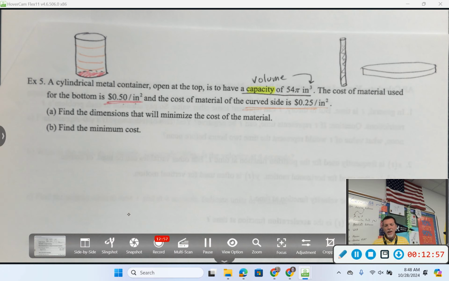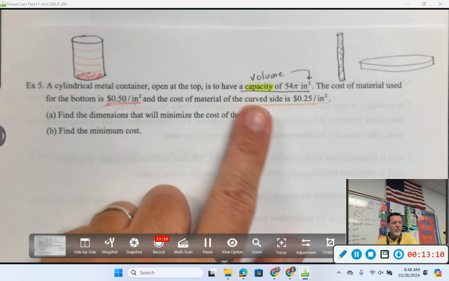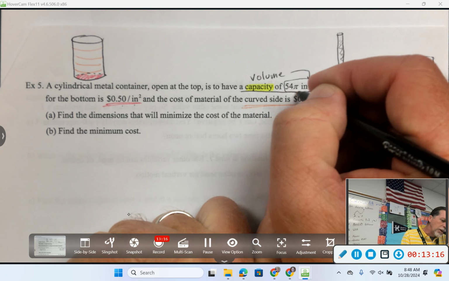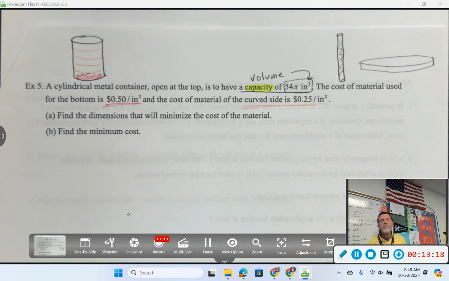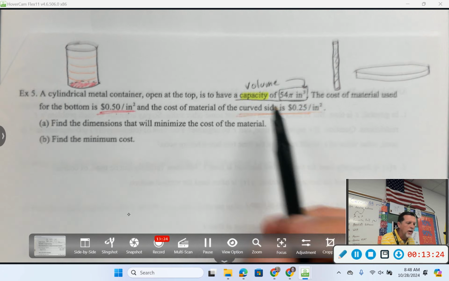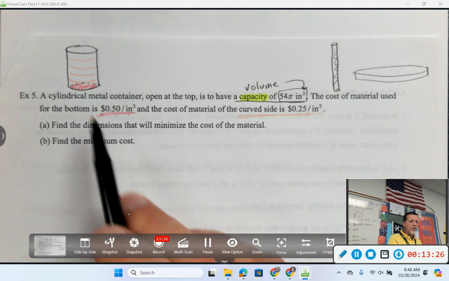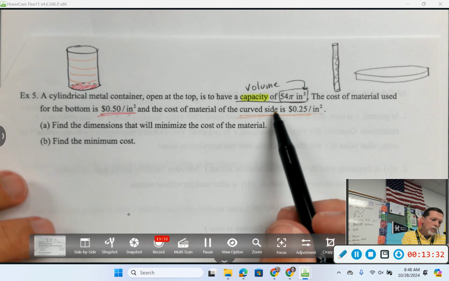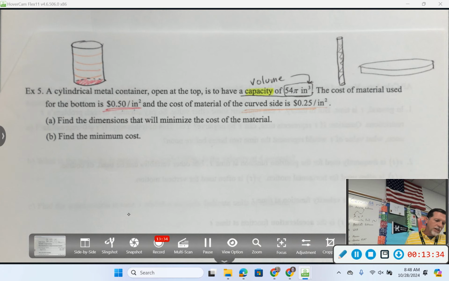But that would mean the bottom costs a lot. And so somewhere in the middle, we've got to figure out what's the cheapest way to make a can that holds 54 pi inches cubed. So you could see where this is like a real world problem. If you want to sell a certain amount of liquid, and you want to make your packaging cost as small as possible, then you've got to figure out what size cylinder you need. And that's the question: what dimensions will be the cheapest for this cylinder?